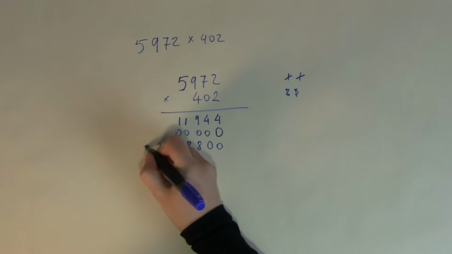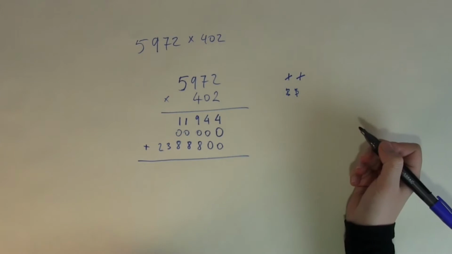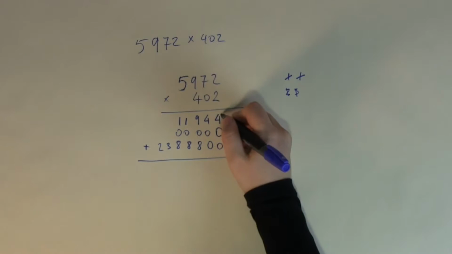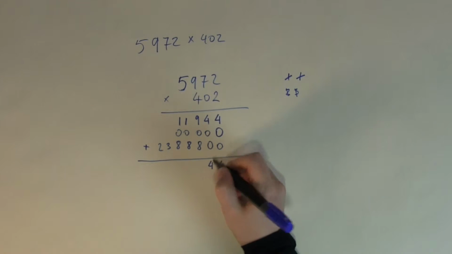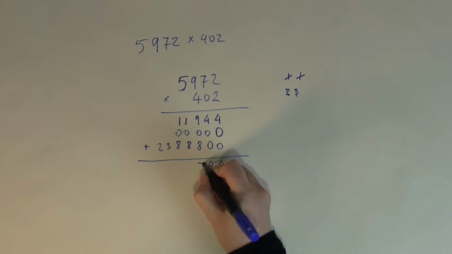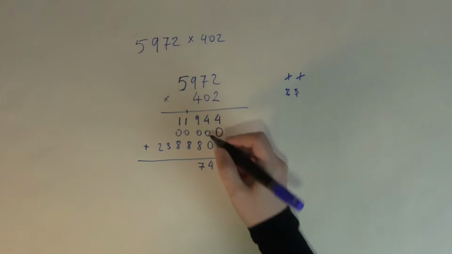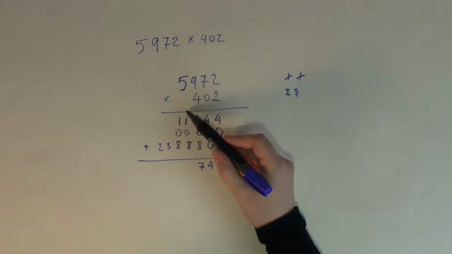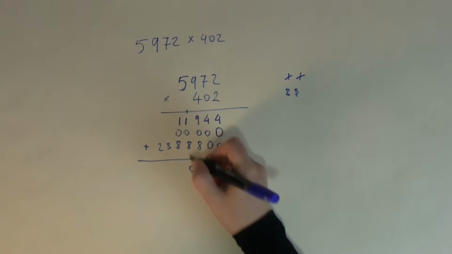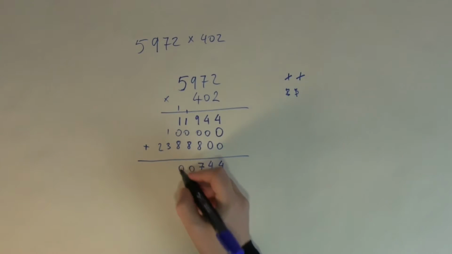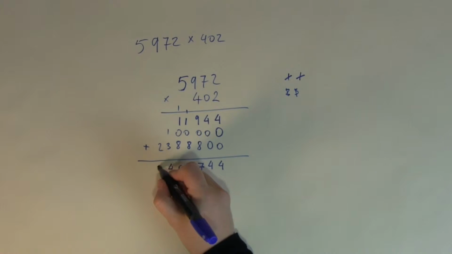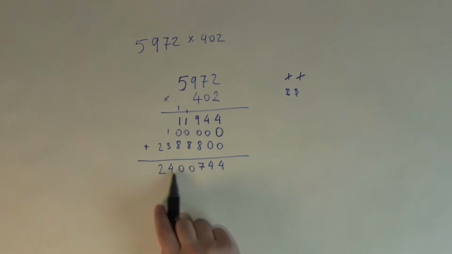And the last step is that I have to add all these digits together. 4 plus zeros gives me 4. 4 and zeros gives me 4. 9 and 8 give me 17, carry the 1. 2 plus 8 gives me 10, carry the 1. 2 plus 8 gives me 10 again, carry the 1. So that's 4 and that's 2. So that would be the answer of this multiplication.